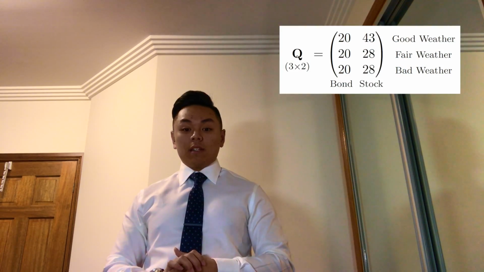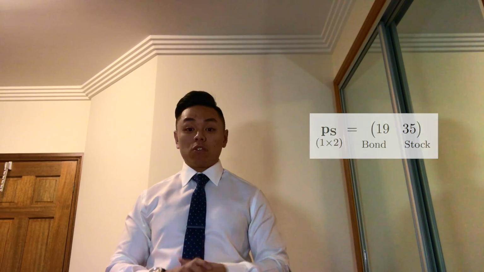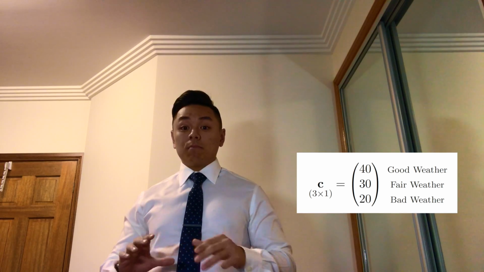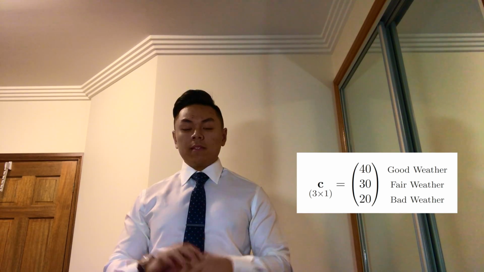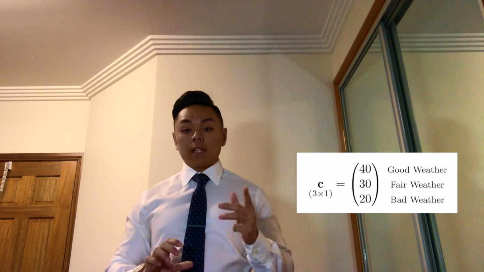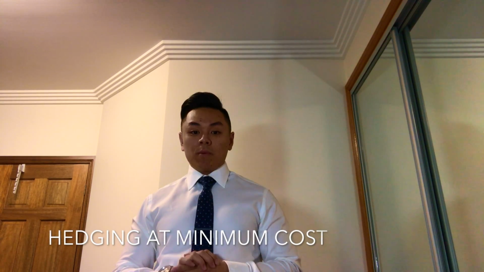As we can see from our payment matrix Q, it has three weather states and two securities, a bond and a stock. Now we can see our price matrix for the bond and the stock, PS. Now if an investor has an interest in generating the cash flows given by matrix C, this is simply not possible to do. This is a result of us having more states than securities, and this is a simple example of an incomplete market. I will now move on to discussing the idea of hedging at minimum cost.